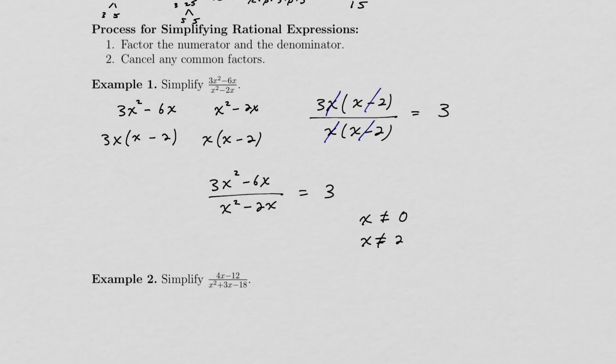Because the original rational expression really can't be, x can't be 0, x can't be 2, right? Because you can't divide by 0. We often don't even mention this, but it's an important point, right? It's 3 as long as x is not 0 or 2. Okay, next one. So let's factor the numerator. It looks like the greatest thing I can pull out is a 4.